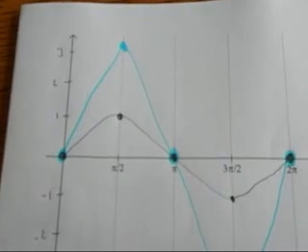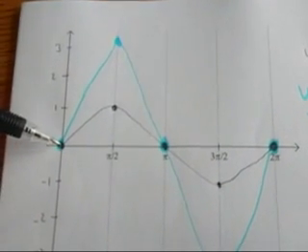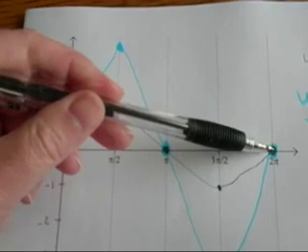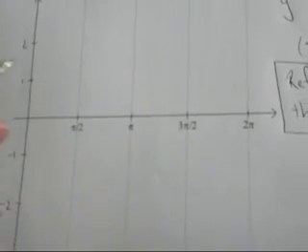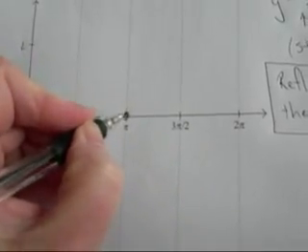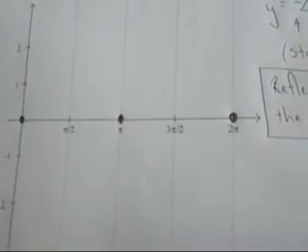So again, look at the parent function, y equals the sine of theta, zeros at 0 radians, pi radians, and 2 pi radians. That's going to remain the same on this child function. So here's my 0 at 0, my 0 at pi radians, and my 0 at 2 pi radians.